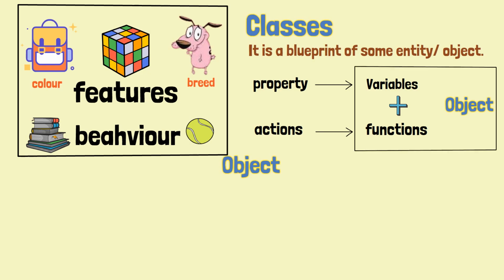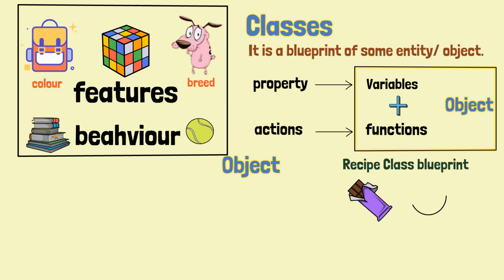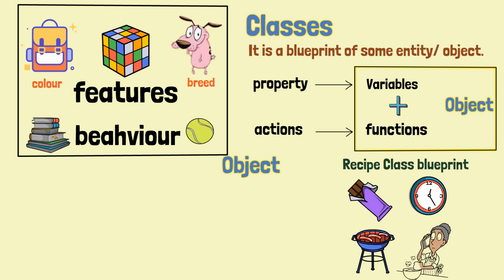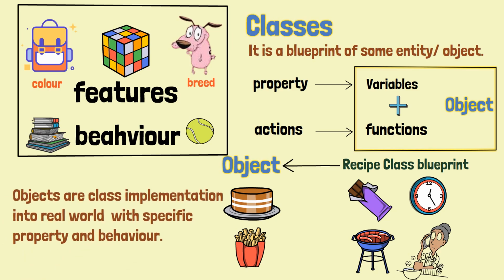For example, if you have a class called recipe, it can describe general features like the ingredients and cooking time, and behaviors like cooking and stirring. Then, you can create specific recipes from this class, like French fries, or chocolate cake as objects of class recipe. Now, let's break down the main ideas behind OOP.